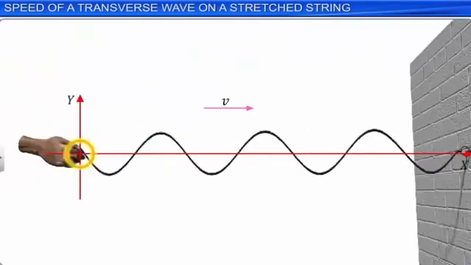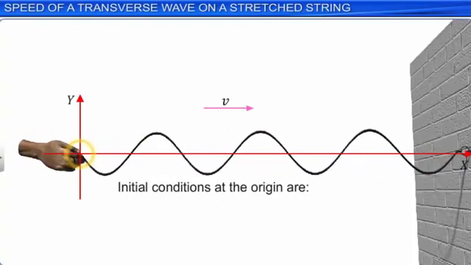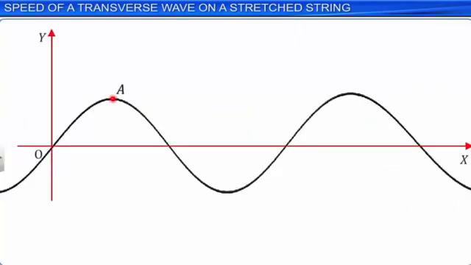Let us consider a propagating wave that is generated on a stretched string. The initial conditions at the origin are time t is equal to 0, x coordinate x is equal to 0, y coordinate y is equal to 0, and phase angle of the wave phi is equal to 0. Let us mark a point A on the string. After a time t, the wave has travelled a distance x and the particle A is situated at a distance x from the origin and is now at the crest of the wave.